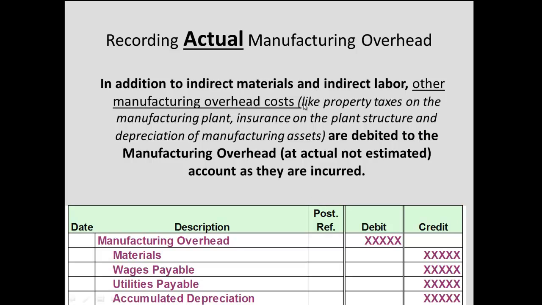Now remember, we're going to incur actual amounts of overhead throughout the year, and when we do that, we're going to debit manufacturing overhead and credit whatever we need to be our offset. So we're going to have actual, and we're going to have the amount that we're going to apply using our predetermined overhead rate.